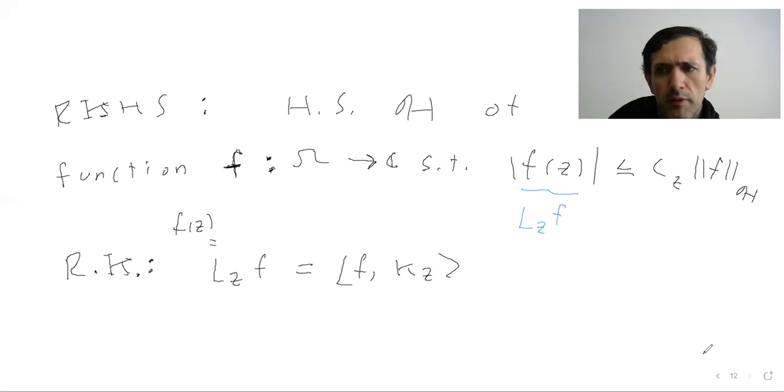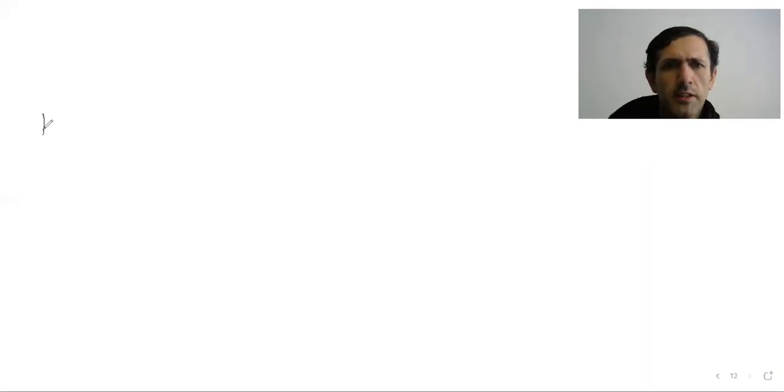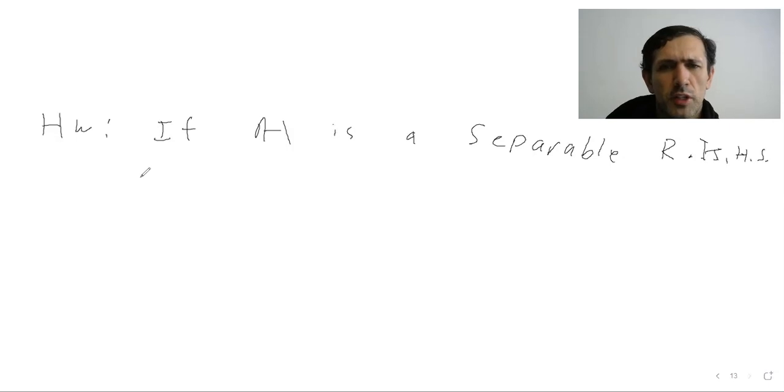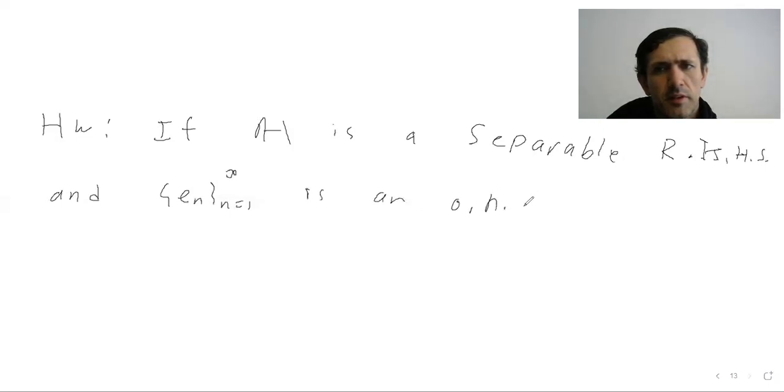Okay, so a fairly easy homework is the following really nice result. Let's say we have a separable reproducing kernel Hilbert space. And in practice, all reproducing kernel Hilbert spaces are separable. And we have an orthonormal basis. Then we have the following.